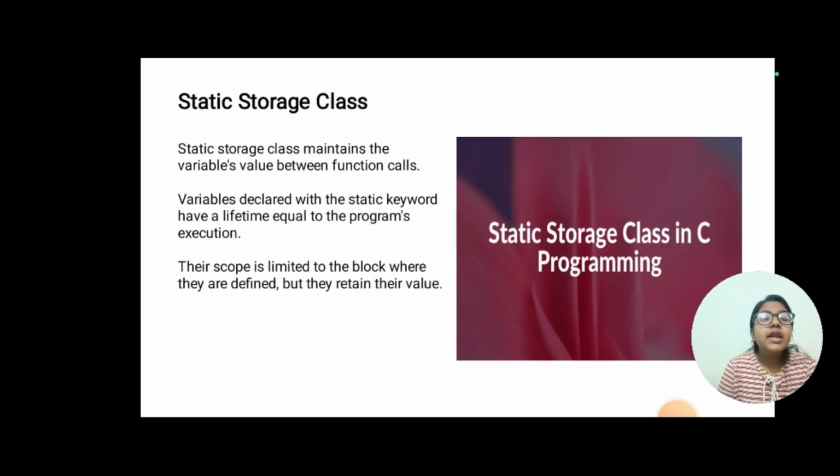Now let us come to the static storage class. Static storage class maintains the variable's values between function calls. Variables declared with the static keyword have a lifetime equal to the program's execution. Their scope is limited to the block where they are defined, but they retain their value.